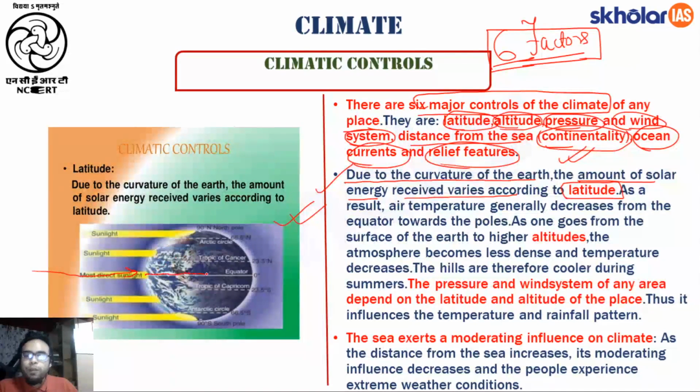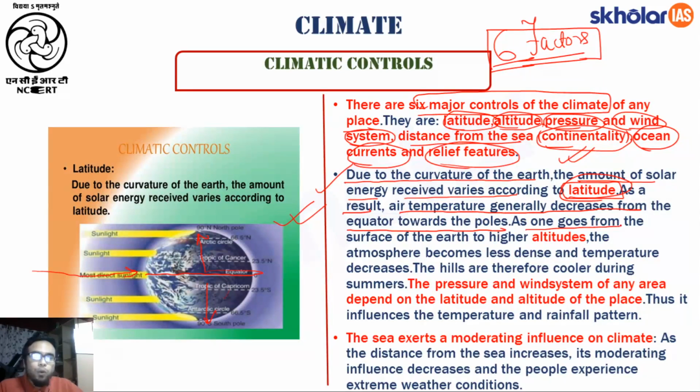But as we move away from the equator towards the polar areas, what will happen? The sun rays keep on getting oblique, or slanted. Because of this, the energy per area, that means the heat, keeps on decreasing. And if the heat decreases, the temperature will also decrease. This means that as we move away from the equator towards the polar areas, the temperature keeps on decreasing. And that is how latitude plays an important role as a factor in determining what type of climate we will have, right? As a result, air temperature generally decreases from the equator towards the poles.